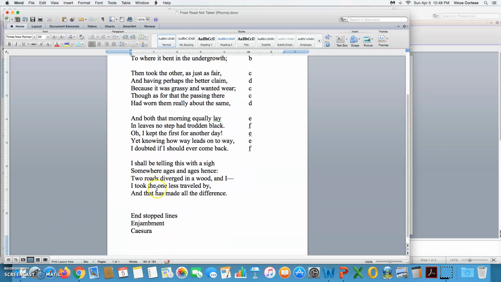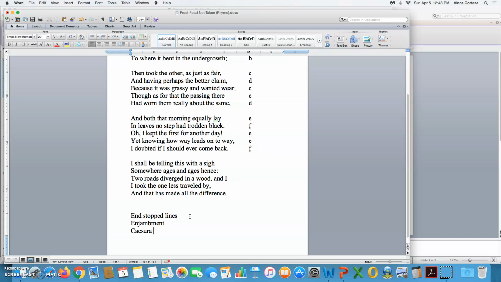And just to give you a few terms here that I'm going to talk about: end-stop lines, which are lines where, when we read them, we come to a natural pause at the ends of those lines, and usually where a full thought ends at the very end of a line. Enjambment happens when one line runs right into the next line without a real pause at the end of that line, because the natural speech or the thought continues onto the next line.